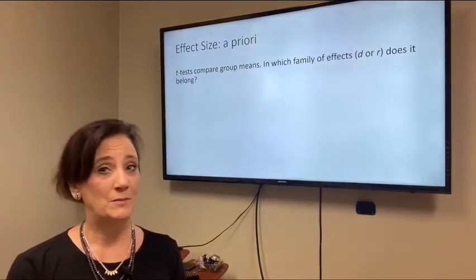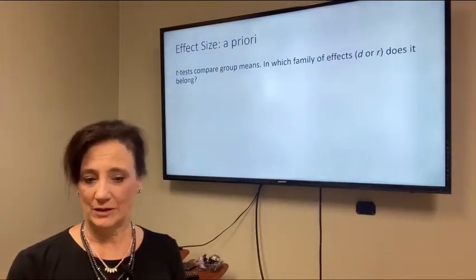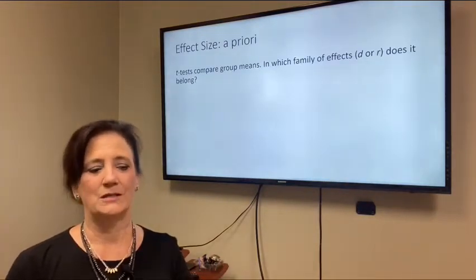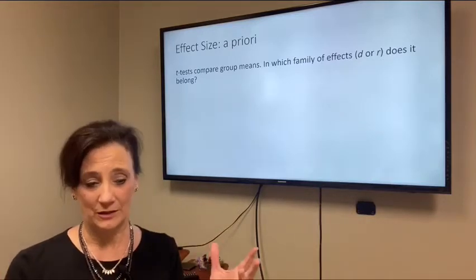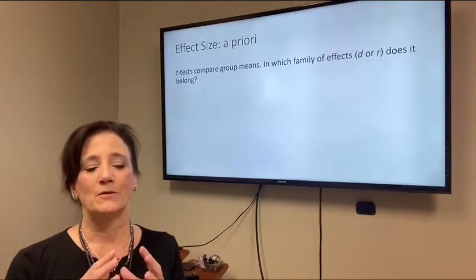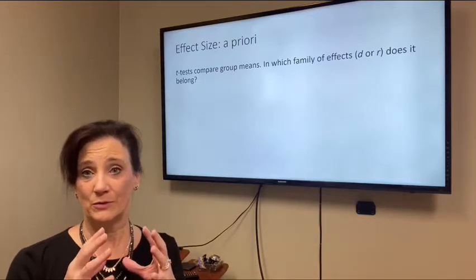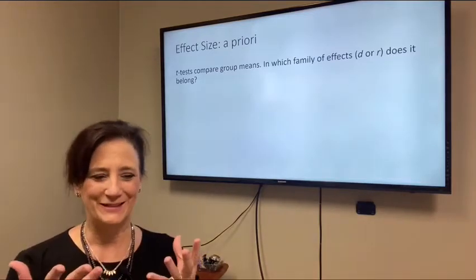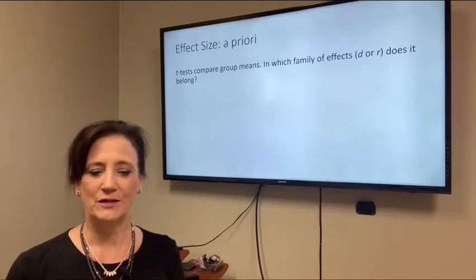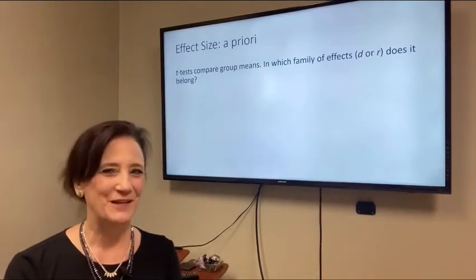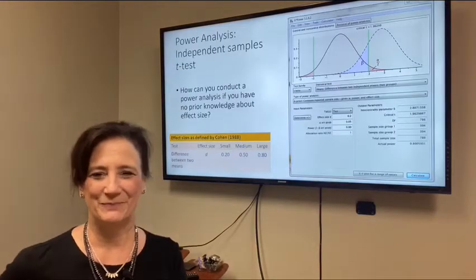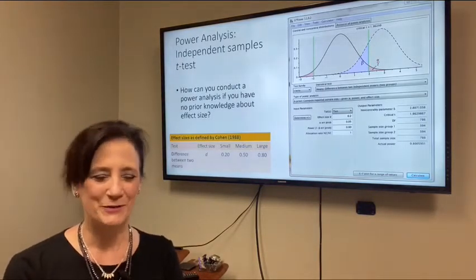And so when you think about a t-test, if you think about D and R, a t-test is going to look at differences between groups. And if you're looking at differences between groups, that tells you automatically that the effect size that you're looking for is a D-type effect size, correct? If that's what you guessed right, or if that's what you remembered right.